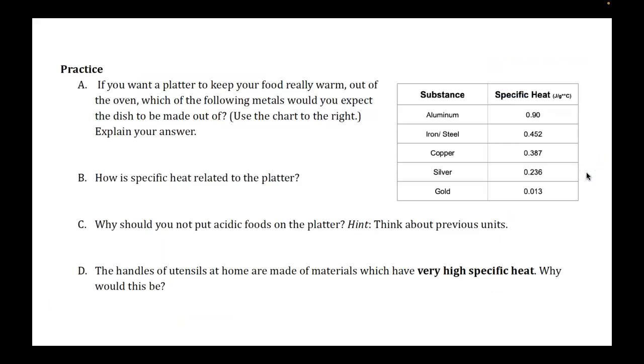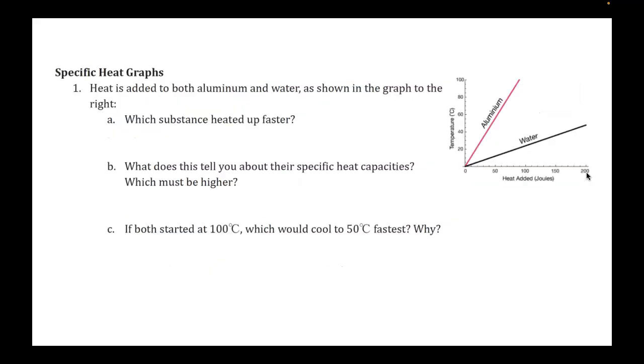Here are some practice questions. Pause the video and, based on what you already know about specific heat, answer these 4 questions. We'll go over these next week in class.